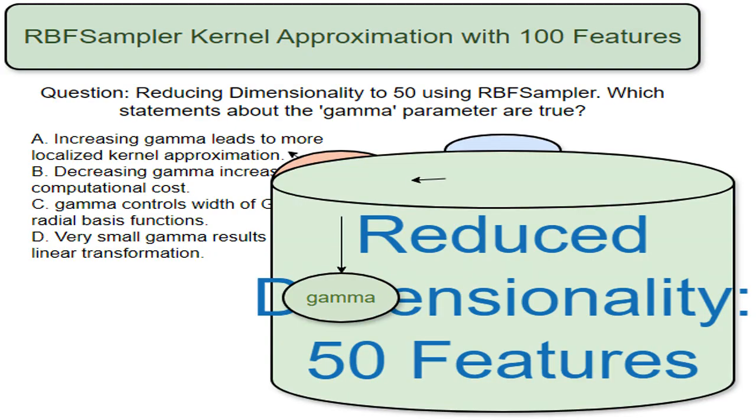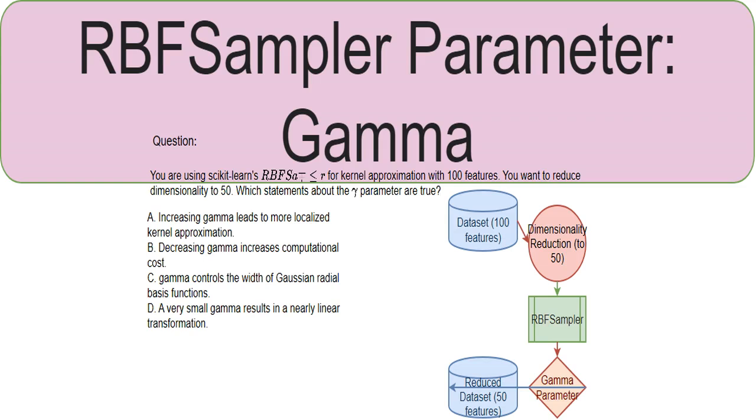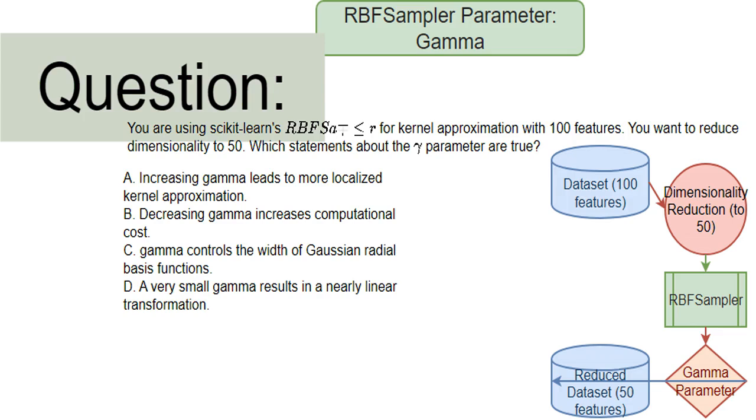My goal is to get a reduced dataset with only 50 features by using the RBFSampler algorithm. That's my target dimensionality. I'm focusing on the GAMMA parameter within scikit-learn's RBFSampler. It's a crucial setting that we need to understand. Let's dive into the core of this quiz question.